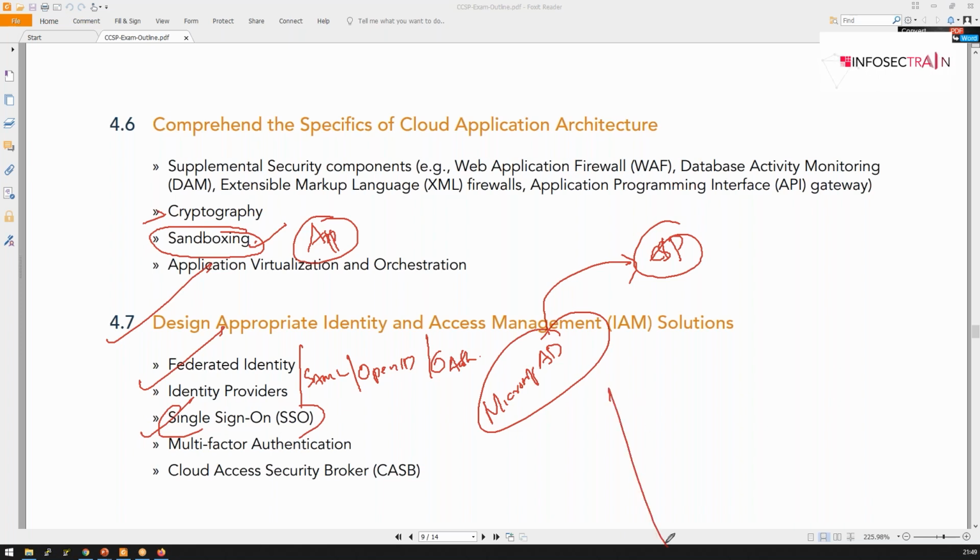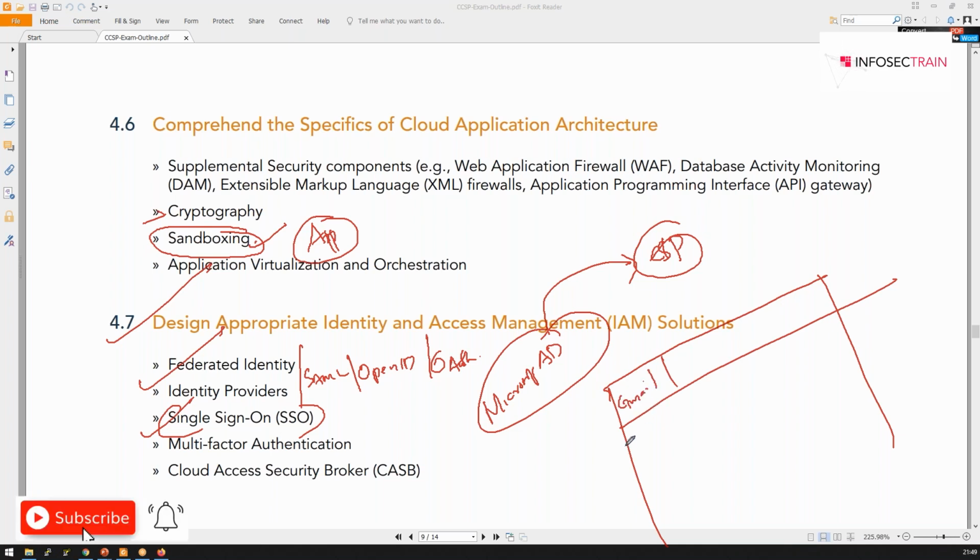Let's say I am opening my browser, and I am opening Gmail. So when I open Gmail, what happens? They will ask me for my username and password, right? So I enter my username and password and I am authenticated.